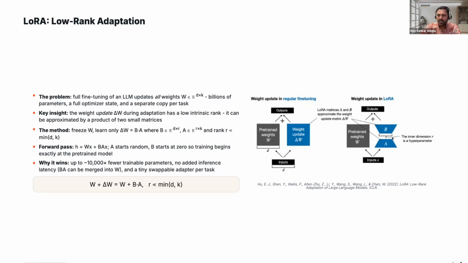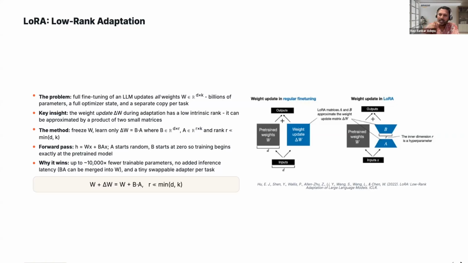In the forward pass, you just add it on. The output is W times x plus B times A times x. So the frozen model does its thing, and this little BA correction nudges it towards your task. Two important details are worth calling out: A starts with small random values and B starts at exactly 0, which means at the very beginning the update is 0 and you are sitting right at the pre-trained model.